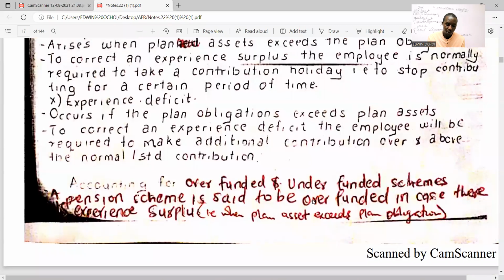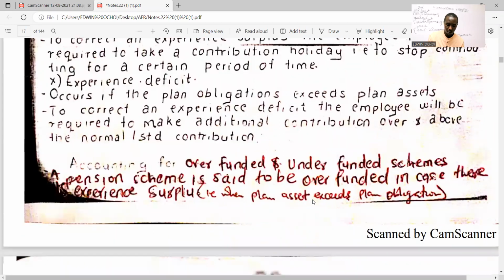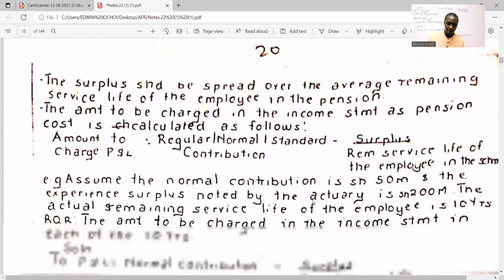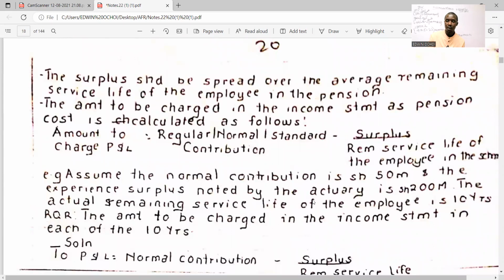So, accounting for overfunded and underfunded schemes. How do we say that a scheme is overfunded? A scheme is overfunded where we have a surplus, where the plan assets exceed the obligations. When the assets of the pension scheme generate more than the obligations of the scheme, we say that we are overfunded. So there's a surplus.